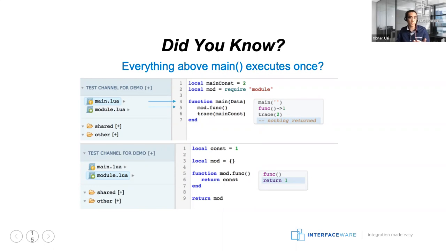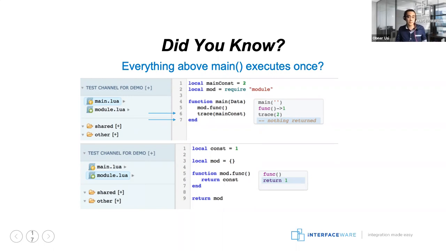On lines 4 to 5, we call mod.func. Then we execute lines 5 to 7 of module.lua. Lastly, we end the script on lines 6 to 7 of main.lua. All this happens the first time you start a channel. And the keyword here is start.